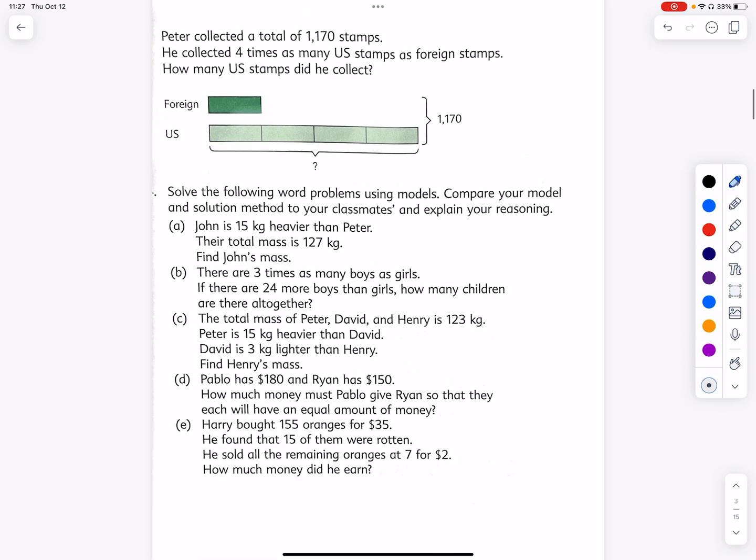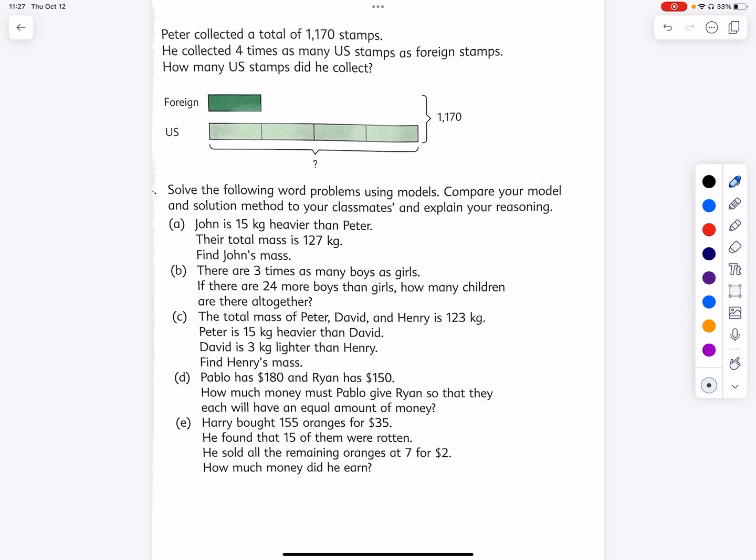Let's move forward. We have a problem about Peter. Peter collected a total of 1,170 stamps. Okay, again, let's put these important reading comprehension questions. Who, what, and the question mark. Why is the problem asking us to solve for what? So typically hidden in the last sentence. Let's highlight the last sentence. Yes. Let's not forget what we're solving for.